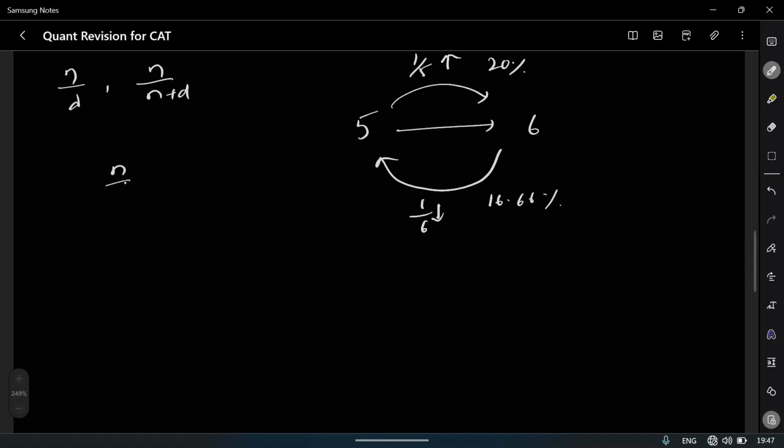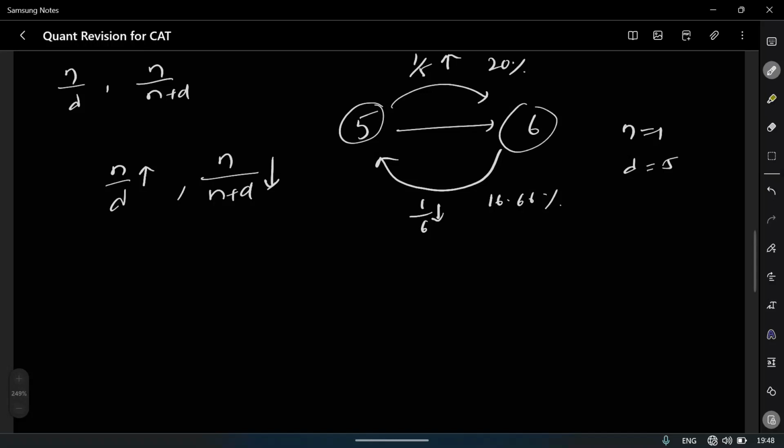So when you are increasing a number by n by d, while backtracking you have to decrease that number by n by n plus d. So here n is equal to 1, d equals to 5. We are increasing 5 by 1 by 5. So 1 by 5 of 5 is 1. We are adding 1 to 5, which becomes 6. When 6 becomes 5, you have to decrease it by 1 by 6, like n by n plus d. Since n by n plus d is 1 by 6, you have to decrease 6 by 1 to get 5.